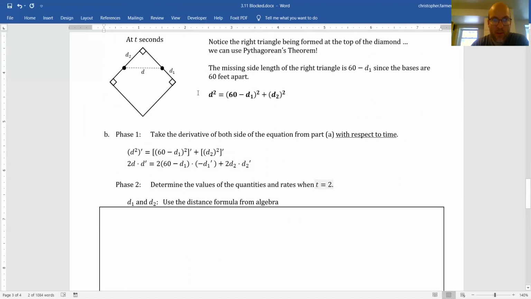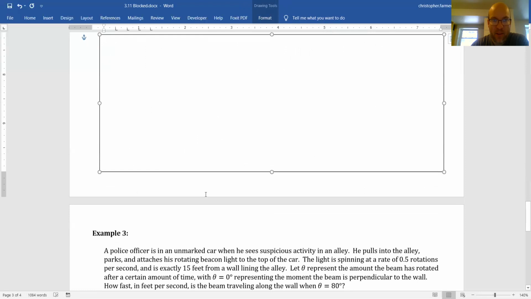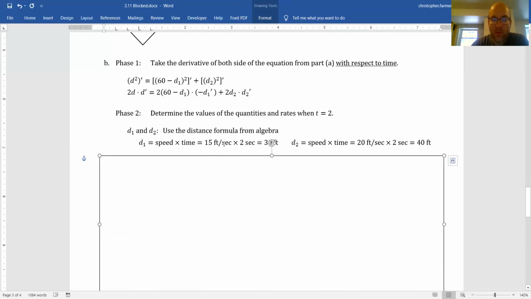Okay, and so for the distance that the ball players have run, it's just a matter of using the distance formula from algebra. Right? We were told that the player on first base runs 15 feet per second. He's doing that for 2 seconds, so distance is speed times time. He's traveled a total, sorry, that's walking. I didn't realize that little circle was going to be in our way here.